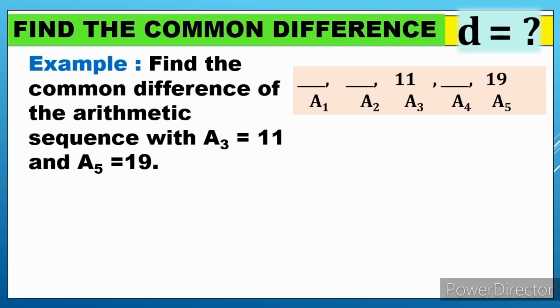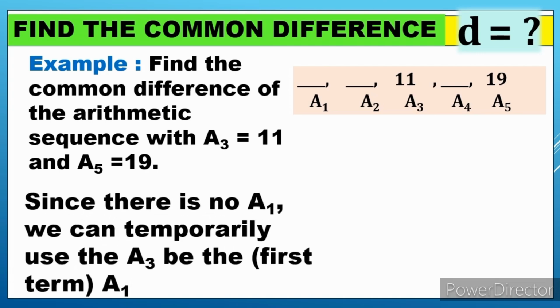So now we have the next step. Since there is no a sub 1, we can temporarily use a sub 3 as the first term, or a sub 1. Okay, so we have 11 as the first term. Again, a sub 2 is unknown and a sub 3 is 19. So our last term now is 19.